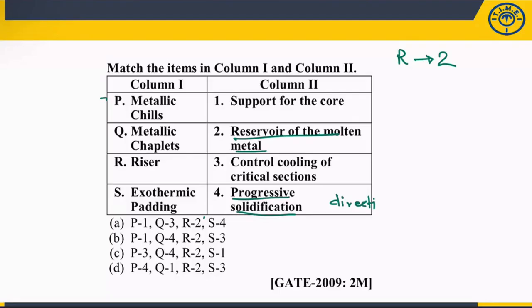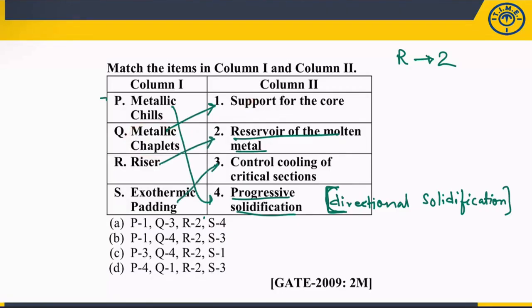Very good, Roshan. Directional solidification. So wherever you want to do the progressive solidification, you can keep these chills. What about the chaplet? Chaplet is used to support the core. Yes or no? That means Q belongs to 1. So this is 1. This is 4. Riser is a reservoir. Definitely this will control the cooling section or critical section.